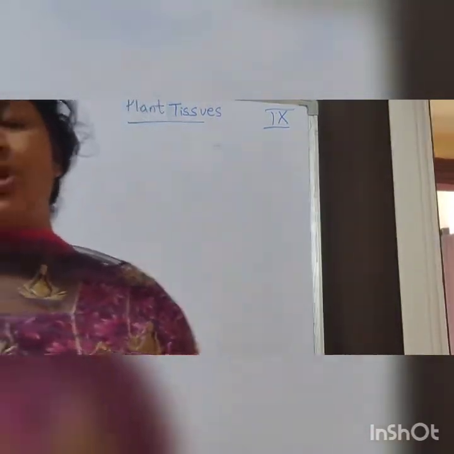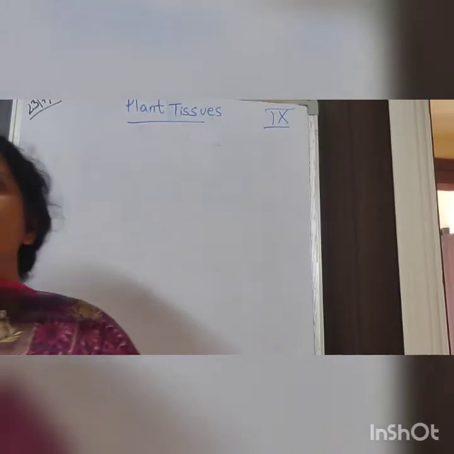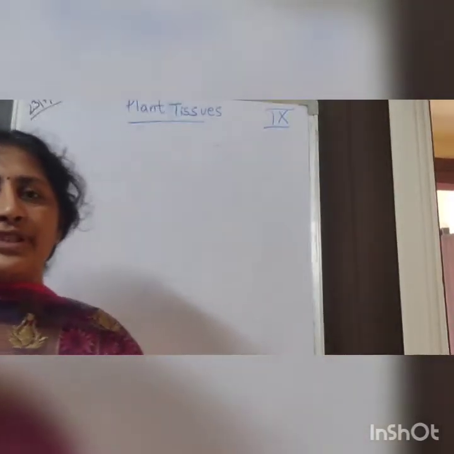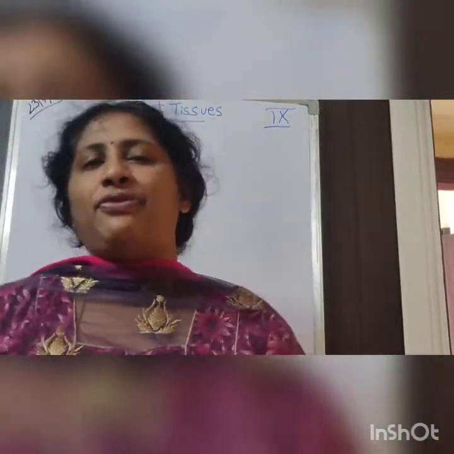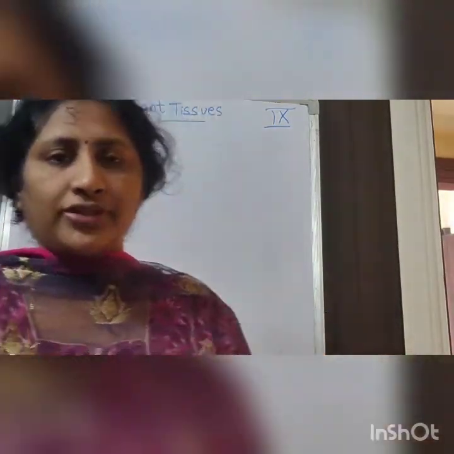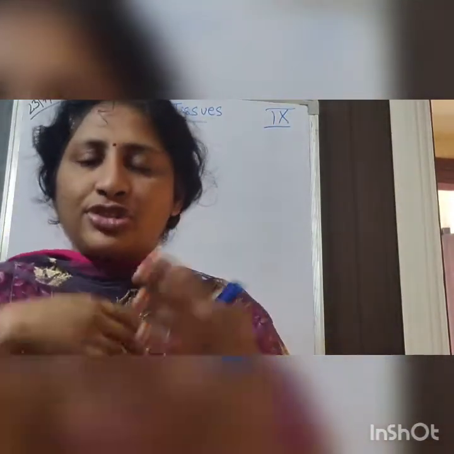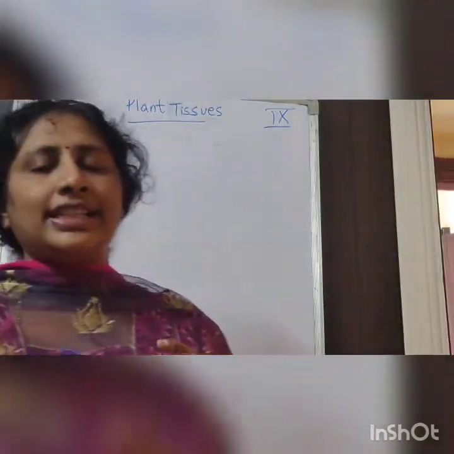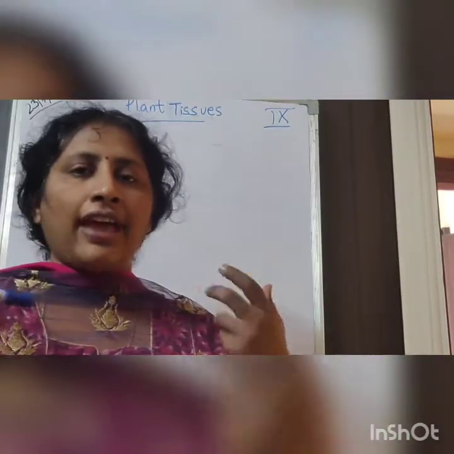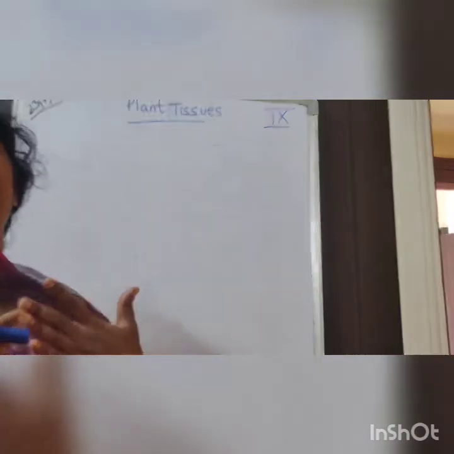So what is a tissue? Tissue is a group of cells having same structure and doing same functions. That is called as tissue. Suppose skin. Skin is a tissue having same type of cells and doing the same protection.